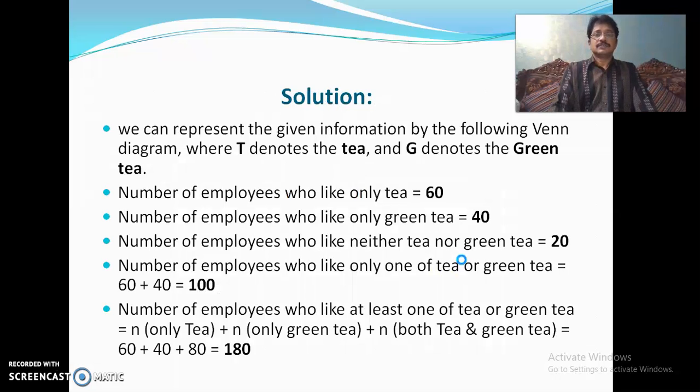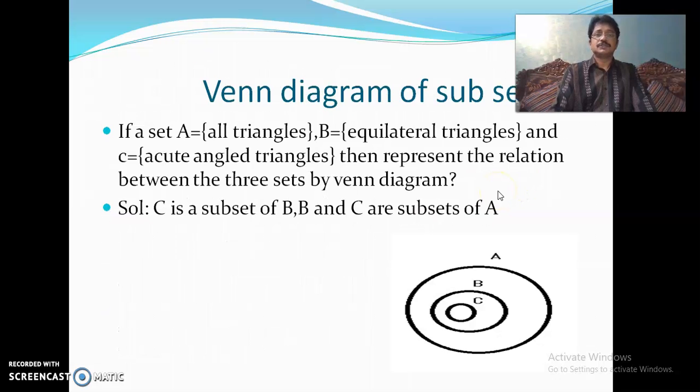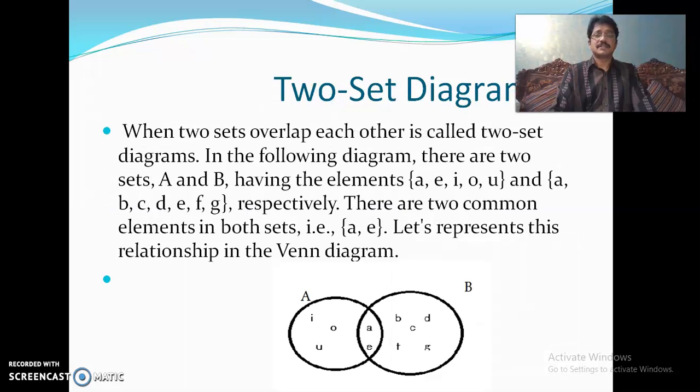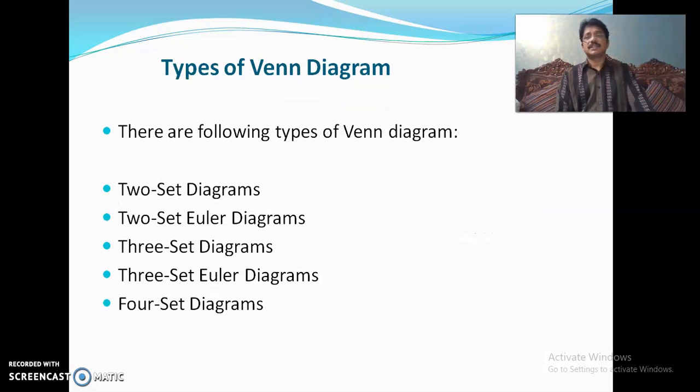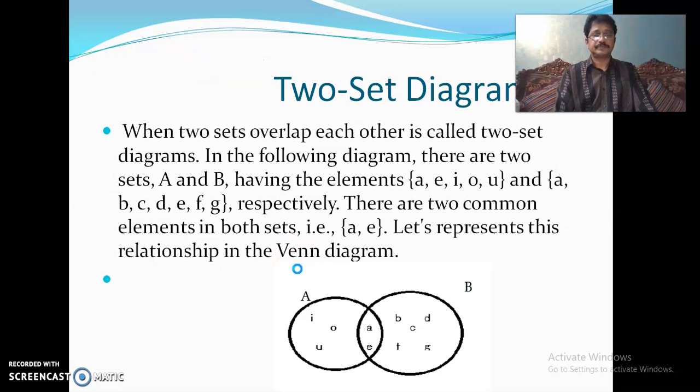So the Venn diagram is a very useful thing, not only to represent the relations between sets, but you can also define various operations. There are different kinds of Venn diagrams. I will list them out. One is two set diagrams, two set Euler diagrams, three set diagrams, three set Euler diagrams, four set diagrams. In our syllabus, we have two set diagrams, so we have to discuss those now. When two sets overlap each other, it is called a two set diagram.